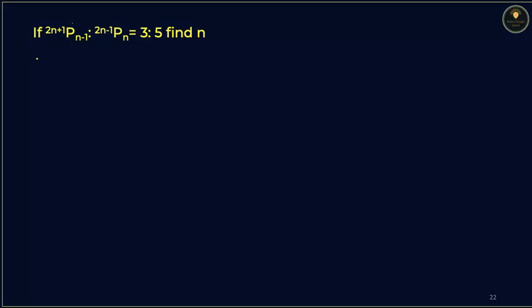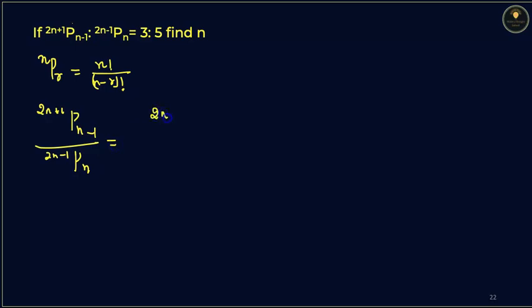For solving this problem, we will use the basic formula, that is nPr can be written as n factorial upon (n minus r) factorial. And I just want to write (2n plus 1)P(n minus 1) upon (2n minus 1)Pn, and that can be written as (2n plus 1) factorial upon (2n plus 1) minus (n plus 1).